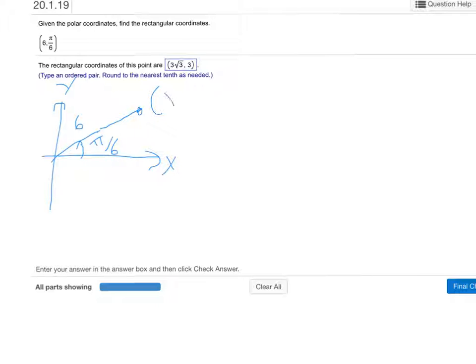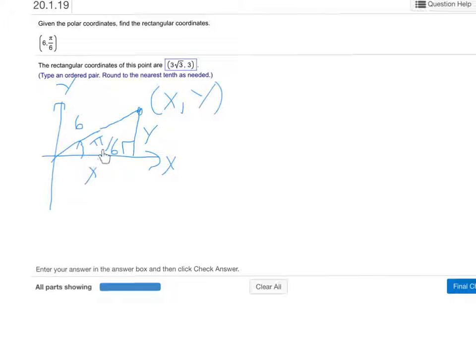I'll call them x, y. So what I'll do is draw a triangle here, and the length of this side will correspond to x, and the length of this side will correspond to y. So this side will be x, this side will be y, and we've got a right triangle here. We know this angle and the hypotenuse, and we want to find the legs. You can use cosine and sine to do that.